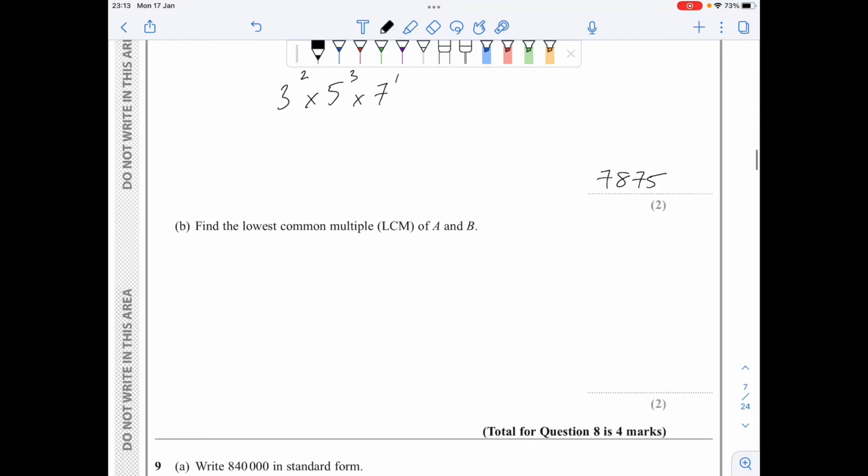For part B, the lowest common multiple is the product of all prime factors, common or not, to their highest powers. So I've got 3 to the power of 4 times 5 to the power of 4 times 7 to the power of 1 times 11 to the power of 1, which gives me 3,898,125.